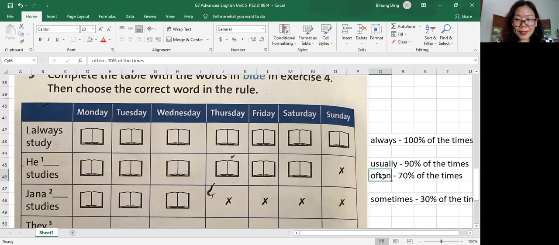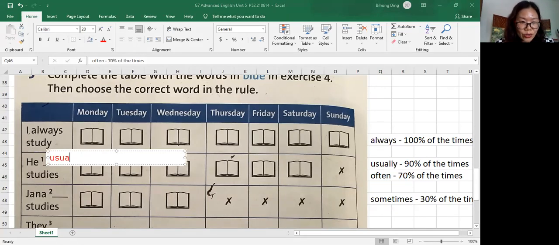So how about often? Often is around 70% of the times. Let's take a look here. He studies from Monday to Saturday. Do you think we should use usually or often? Exactly, you should use usually. So here, obviously, it's usually.